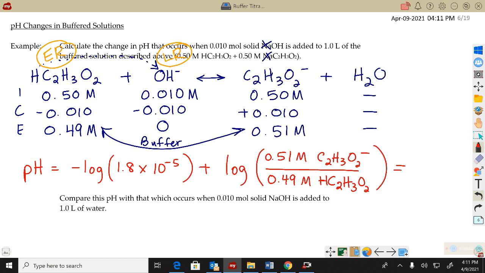So did you see what happened? My ratio changed a little bit. And yeah, my ratio is now tipping toward the base, the negative conjugate base. So I'm expecting my pH to go a little bit higher, but hopefully not by much. So we just plug it all in. pH equals the opposite log of 1.8 times 10 to the negative fifth, plus the log of this ratio, 0.51 over 0.49. Okay, I'm going to leave an extra sig fig. I'm going to say 4.76. Here's my new pH.